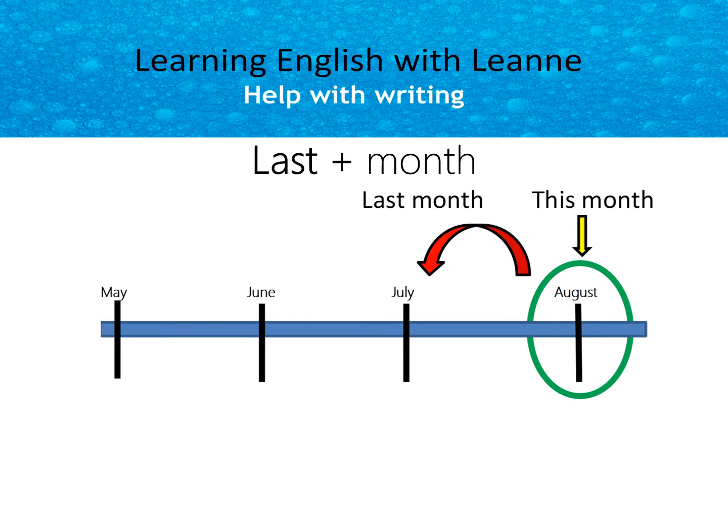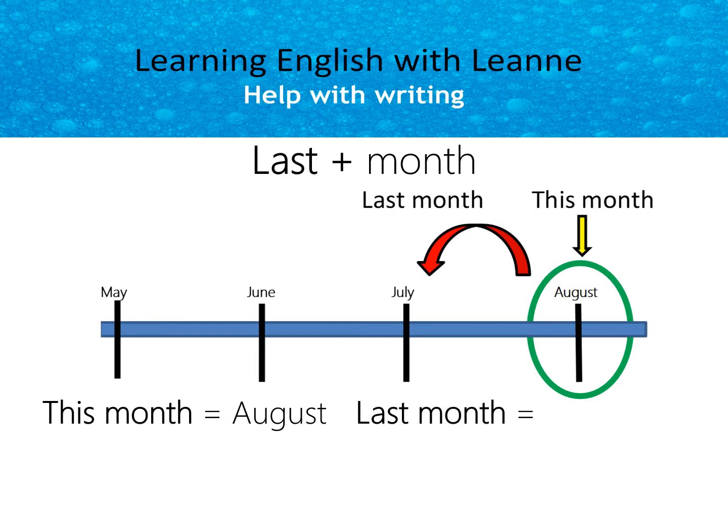So here's a timeline to help us understand. This month with the green circle is August. Last month, 1 month back, last month. So this month, August, last month, July.